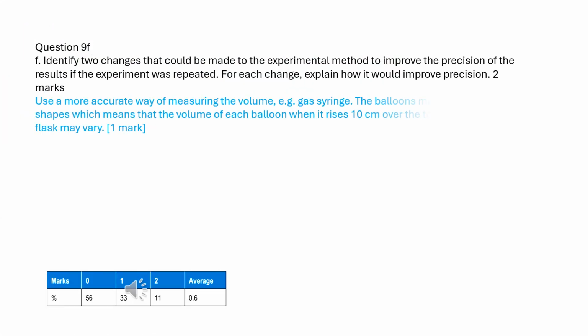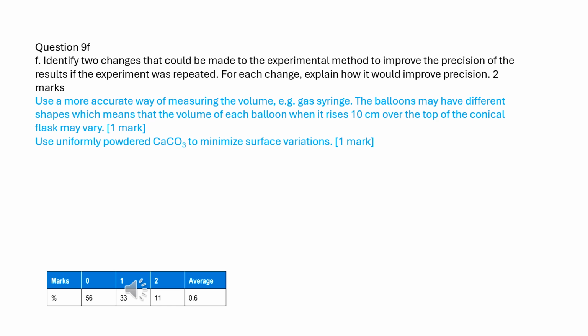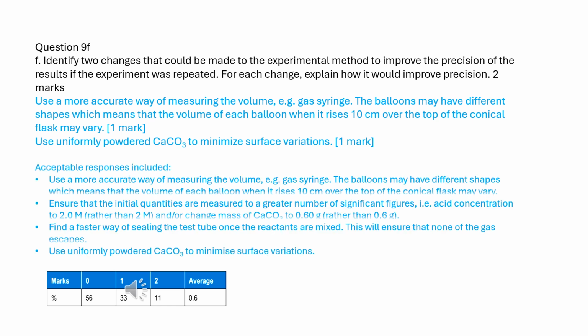Use a more accurate way of measuring the volume, for example a gas syringe. The balloons may have different shapes, which means that the volume of each balloon when it rises 10 centimeters over the top of the conical flask may vary. Use uniformly powdered calcium carbonate to minimize surface variations.